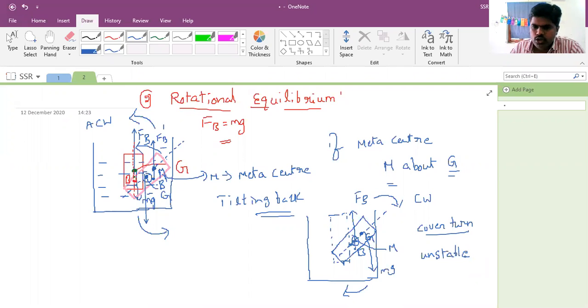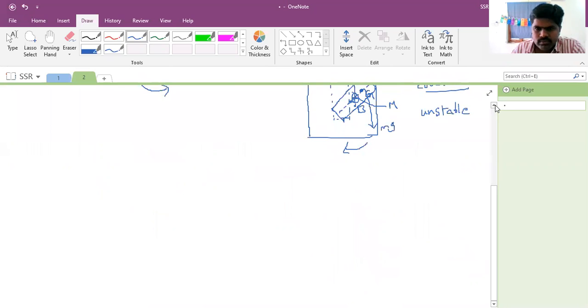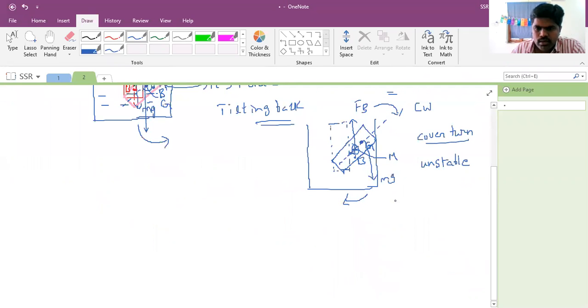That means you can see the boat will topple like this. In the case of a boat, it will topple down. Toppling will happen. So this is the case we have to understand.